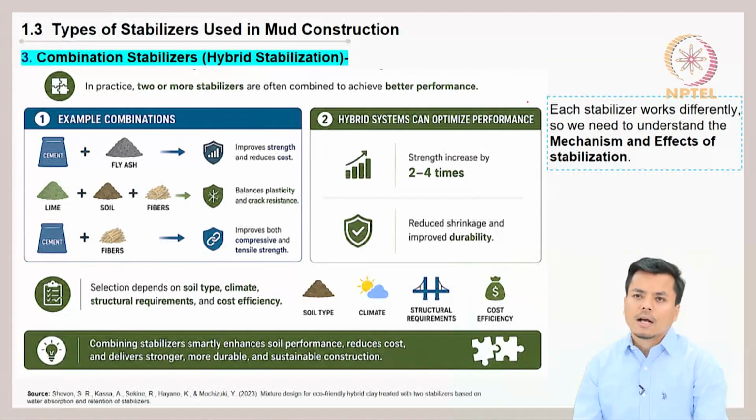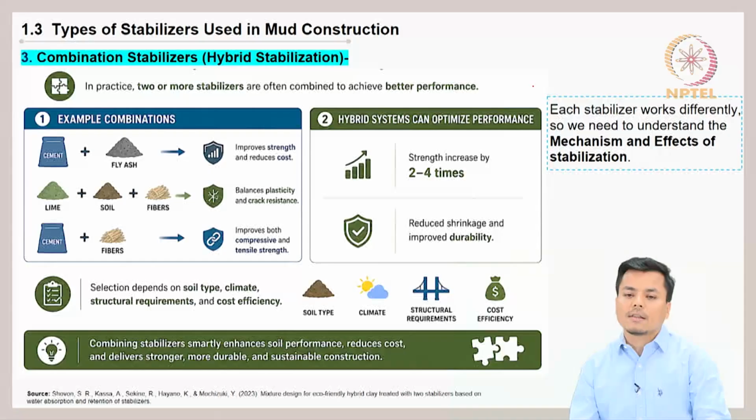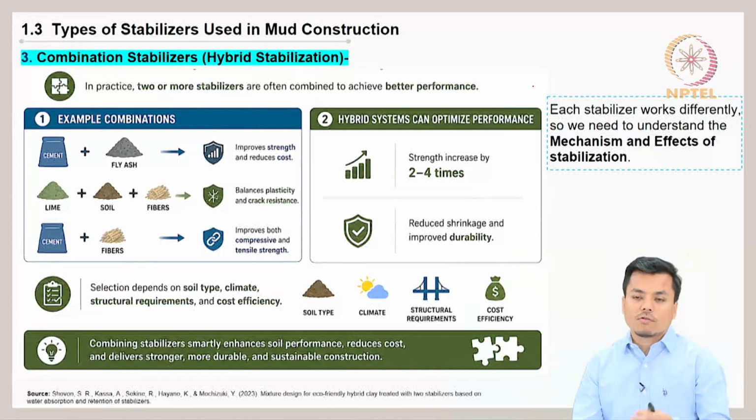The next is the combination of stabilizers, that is the hybrid stabilization. In practice, two or more stabilizers are often combined to achieve better performance, like we add cement and fly ash together with the earth, which improves the strength as well as reduces the cost of construction. Another example is mixing lime, soil and fiber, which balances the plasticity and also reduces the cracks that are formed. The next is cement and fiber, which improves both compressive and tensile strength of the construction.